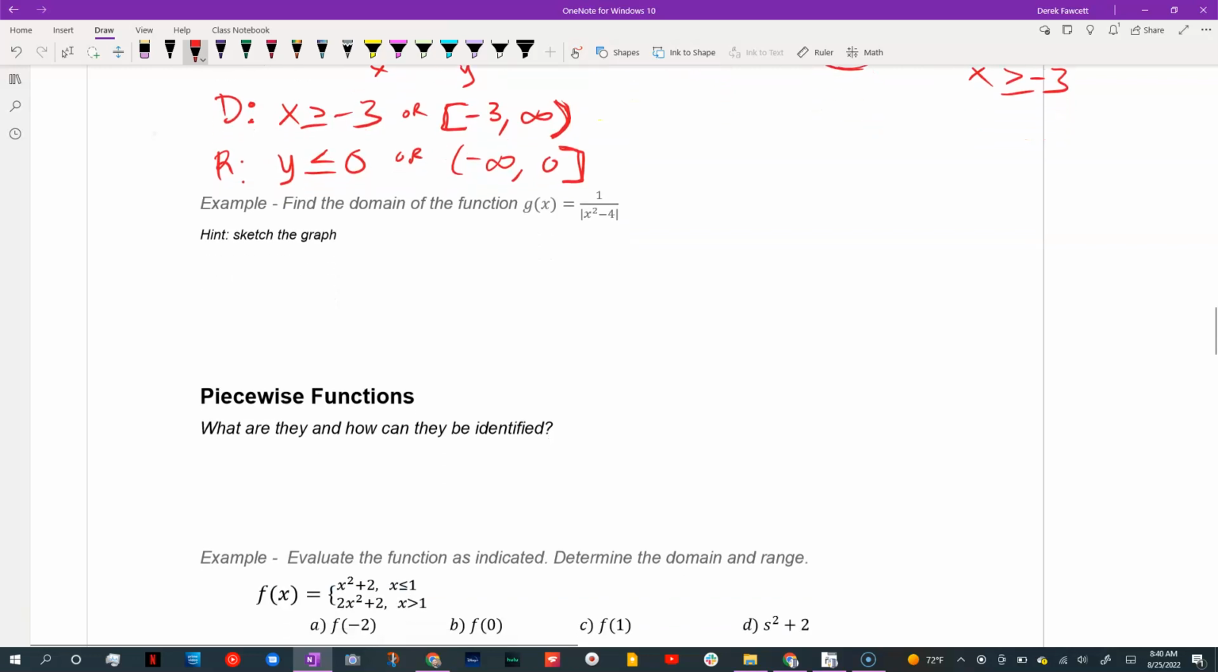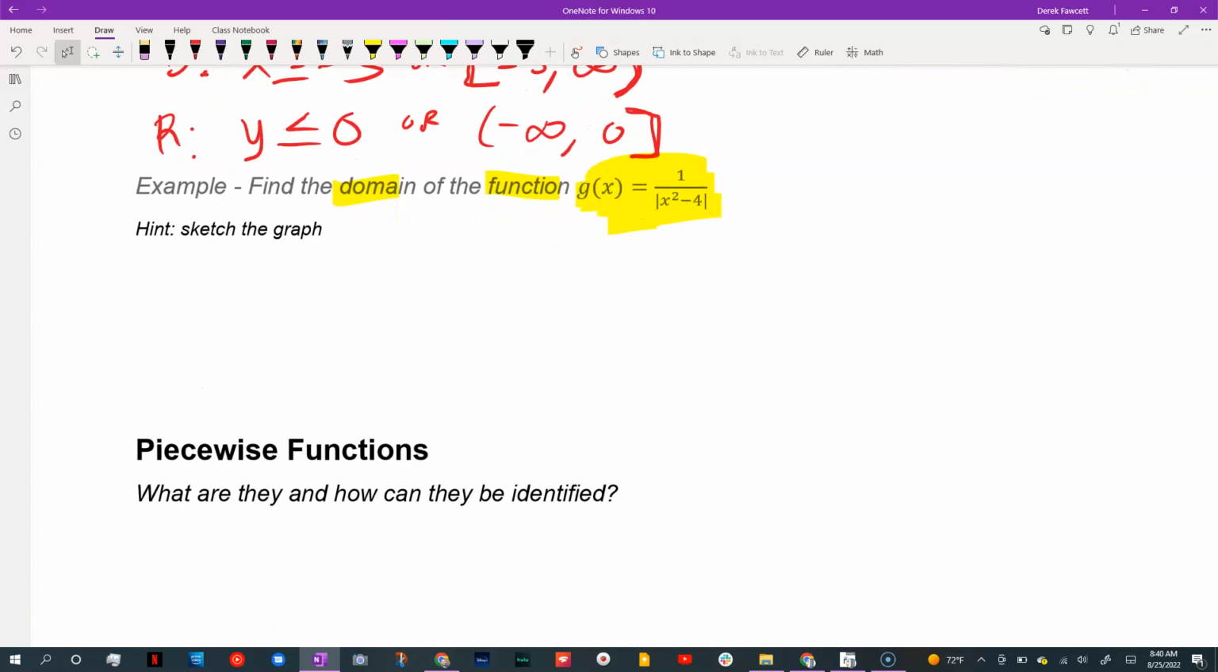Try it again on this next one. Find the domain and range. Think about rational expressions. Think about what x or y could or could not be, and then write your domain and range. Pause the video, go ahead and do so, and then come back and see how you did.